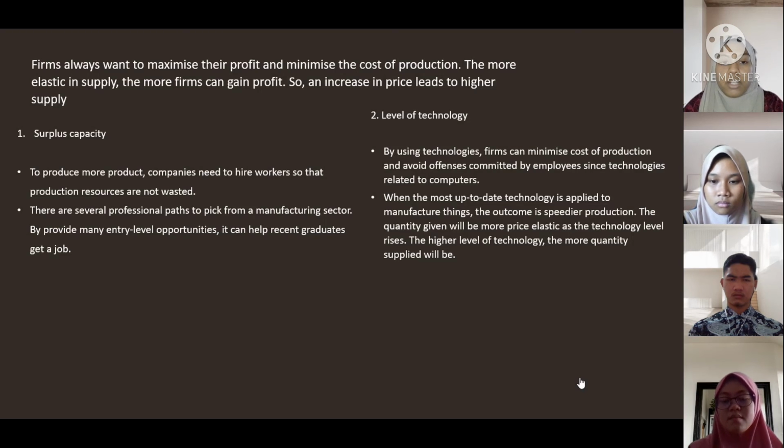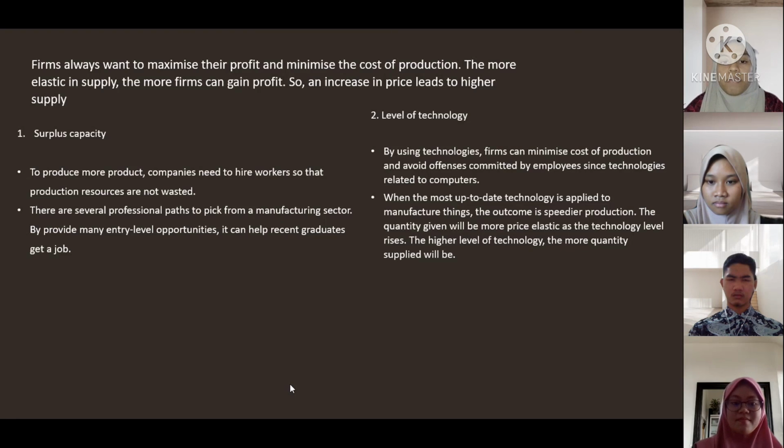If current output is below capacity, spare capacity can be used to increase the quantity delivered. The more people find a job to fulfill firms' factors of production, the more elastic supply becomes, because firms can expand output easily, and factors are readily available if demand rises.